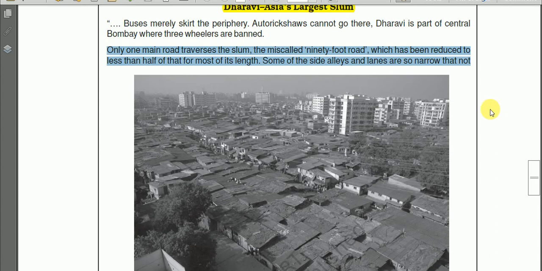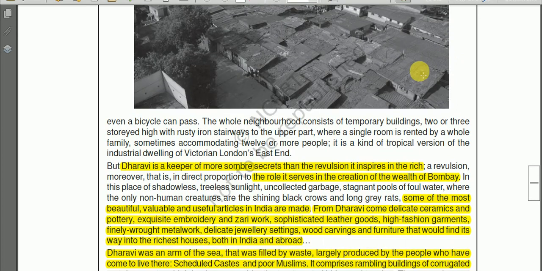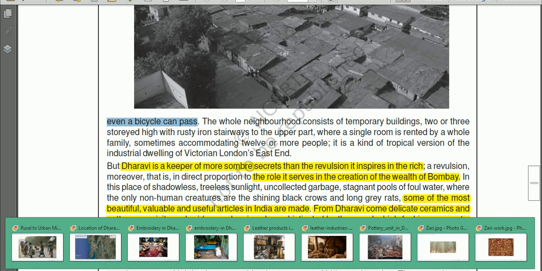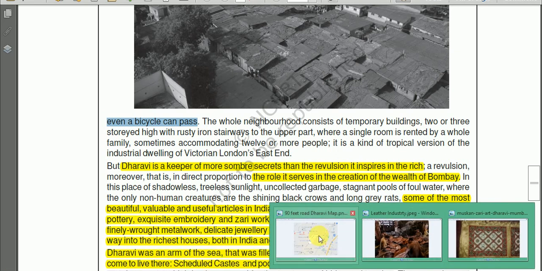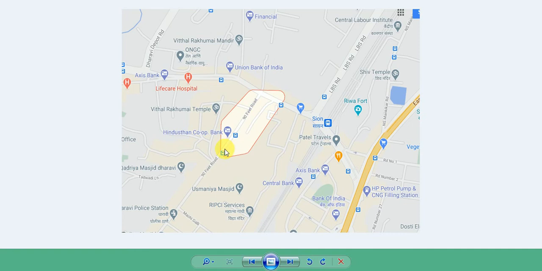Some of the side alleys are narrow streets with walls on both sides. Alleys means a narrow street with walls on both sides, and the lanes are so narrow that not even a bicycle can pass. See here, this is the 90-foot road. Actually, 90-foot road means the width of the road is 90 feet, but it has been reduced to half or less than half because of encroachment. And this is the only main road passing through Dharavi.